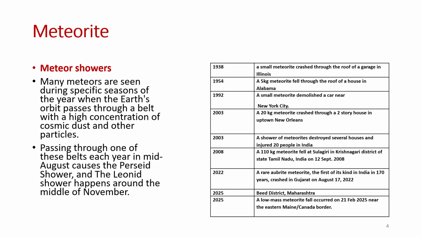In 1938, a small meteorite crashed through the roof of a garage in Illinois. And in 1954, a 5 kg meteorite fell through the roof of a house in Alabama. Like that, you can see a number of meteorites which have hit the earth.